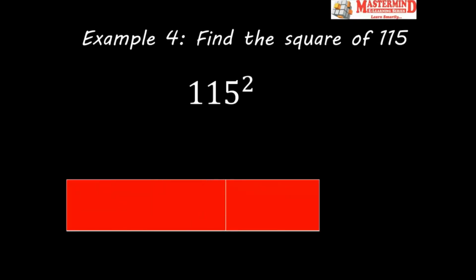Now let's see a 3-digit number, that is 115, and we'll see whether we can find the square of this 3-digit number using the same method. Okay, now we just divide our answer into two parts. Right side will be 25 as usual.